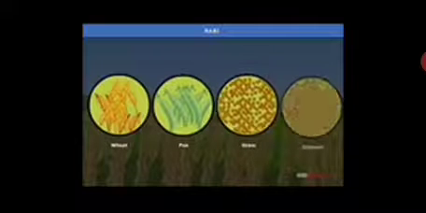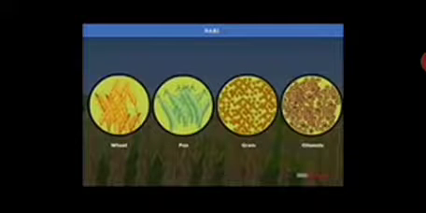Rabi. It is known as the winter cropping season and starts in October-November, and the crops are harvested in the beginning of summer. Major crops of this season include wheat, peas, gram, and oilseeds such as linseed, rapeseed, and mustard. These crops are grown mainly in Punjab, Haryana, Jammu and Kashmir, and Himachal Pradesh.